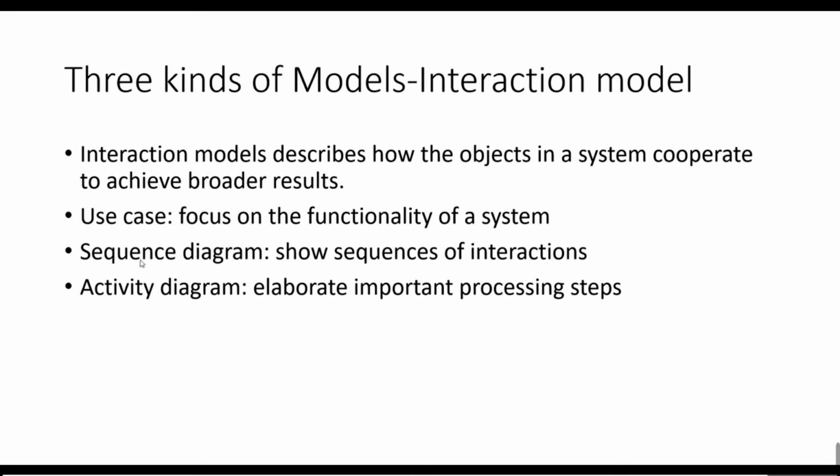And the second is the sequence diagram. It shows the sequence of interactions. And third is the activity diagram. It elaborates important processing steps. For example, we can draw an activity diagram for an algorithm.